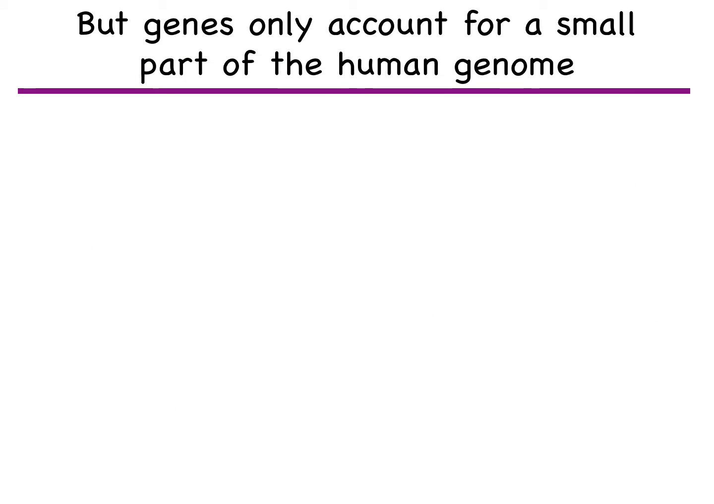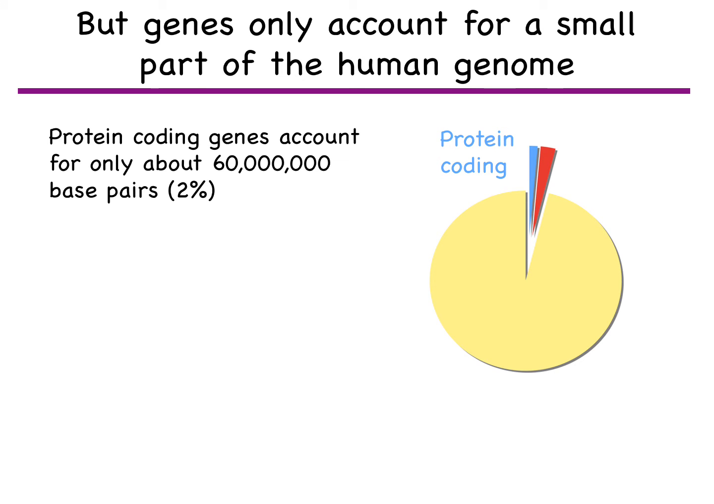But it turns out genes are actually only a small part of the human genome. So if we break down the human genome to figure out how much of it codes for genes, it turns out protein coding genes only account for about 60 million base pairs. Now that sounds like a huge number, but in terms of the overall size of the human genome, it represents only about 2% of the base pairs in the human genome. So the protein coding portions of the human genome are represented by this blue slice of this pie.